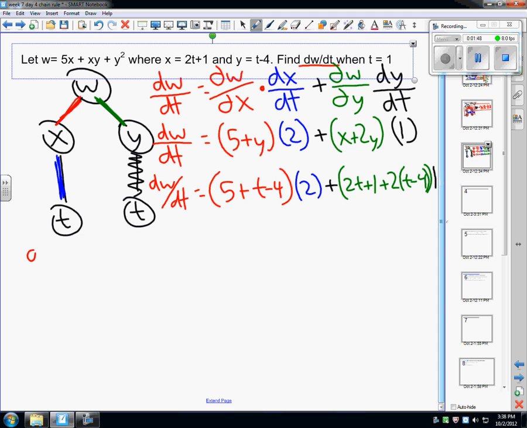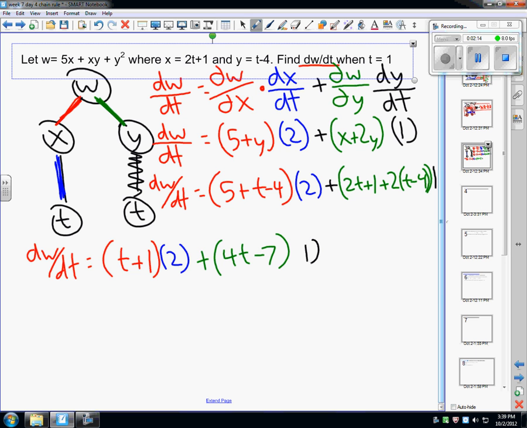And I would just personally simplify it a little bit. Let's see, this would be 5 minus 4 is 1. So this is going to be t plus 1 times 2, plus, let's see here, 2t plus 2t is 4t, 1 minus 8 is minus 7. And I still have the 1.